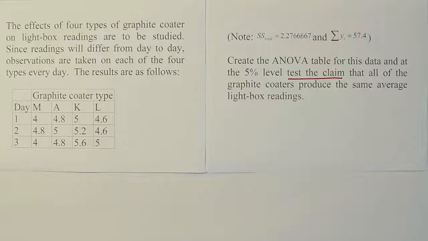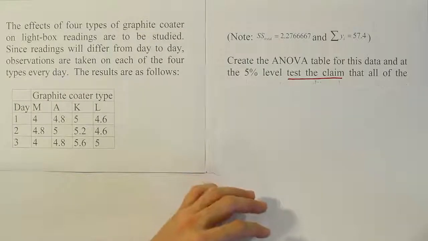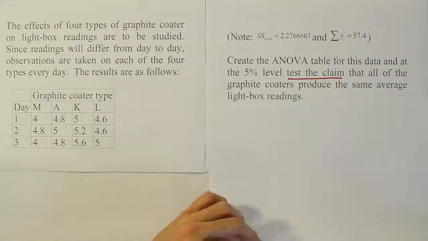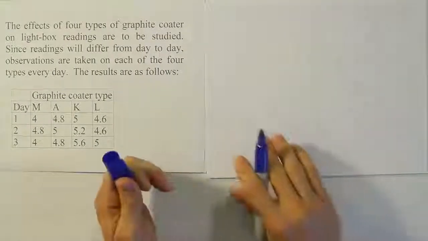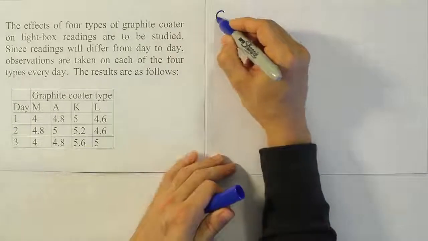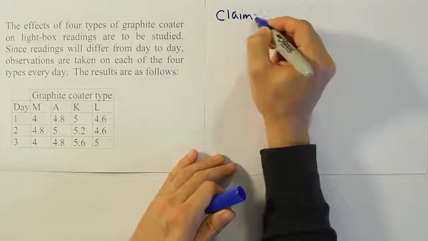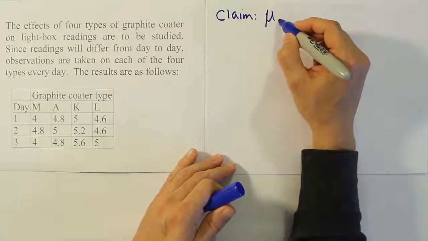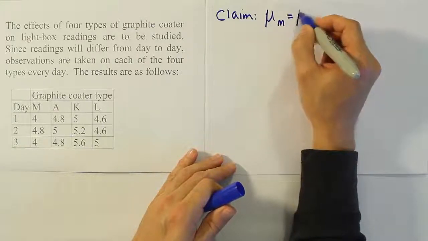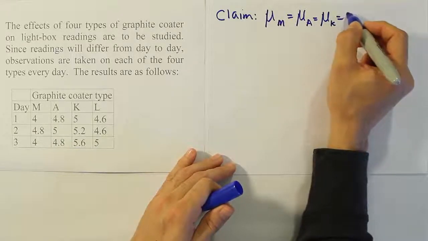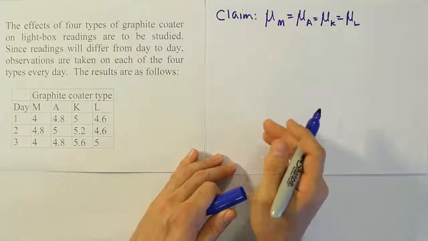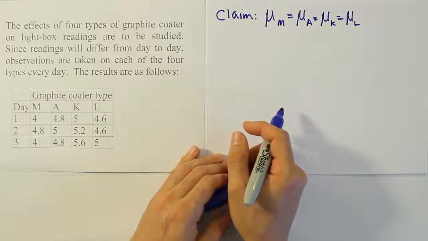So the claim in our case is going to be basically saying that, right here, what this says: test the claim that all of the graphite coders produce the same average light box readings. So let's begin with that statement first. We're going to test the claim that the mean for M is equal to the mean for A is equal to the mean for K is equal to the mean for L. Okay, so we're just saying that all the means for the 4 treatments are the same.